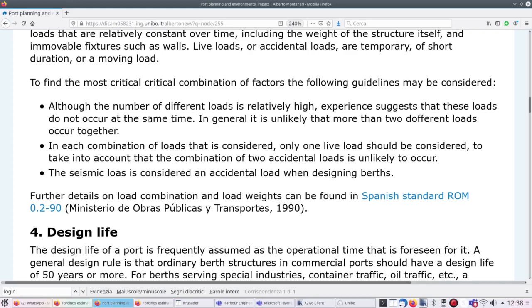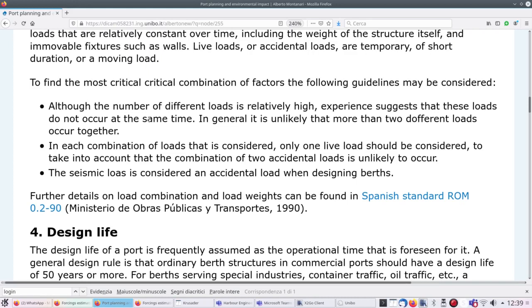I'm talking about accidental loads in this case. Of course, if you consider a regular load, this is always there. The dead weight of the structure is always there. So this is something that must be, of course, taken into account. When you consider accidental loads, like, as I said, waves, etc., and loads that are not occurring in continuous time, then it's unlikely that three of them may occur.